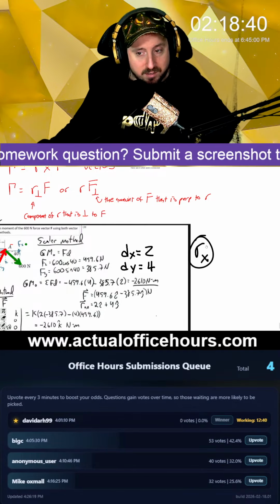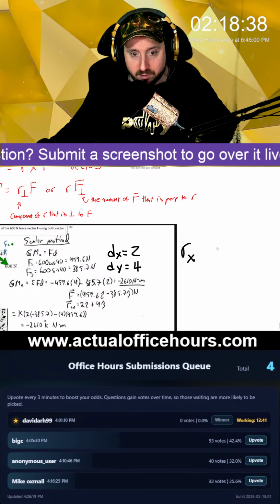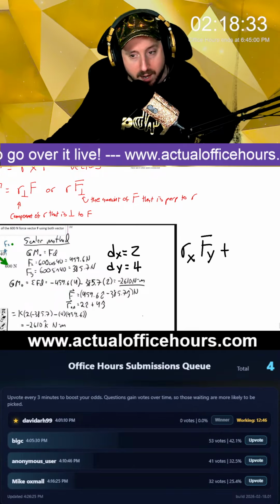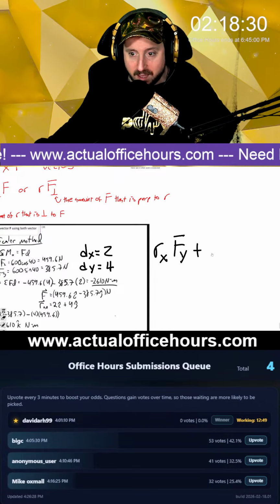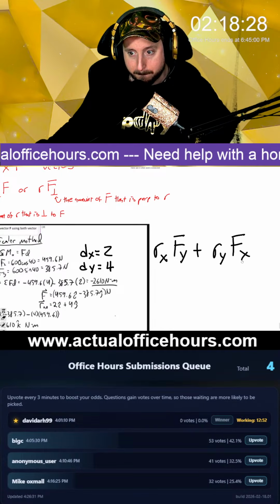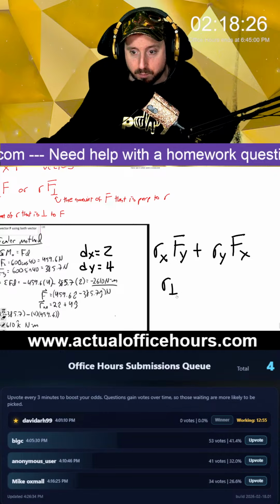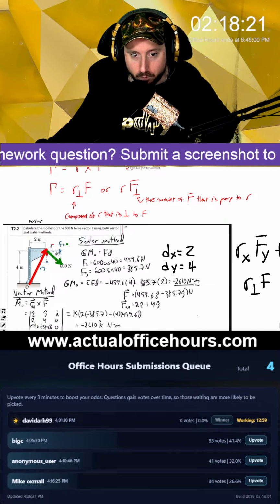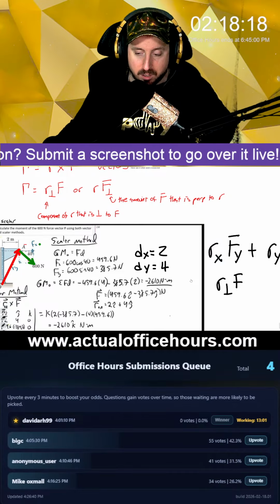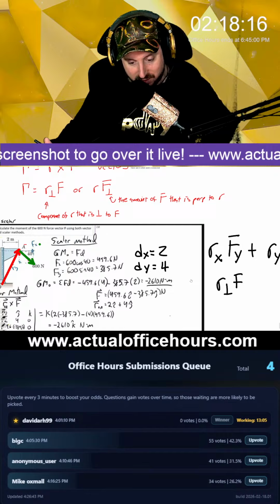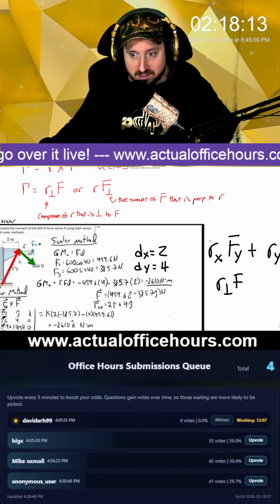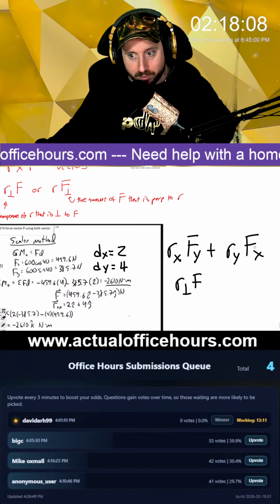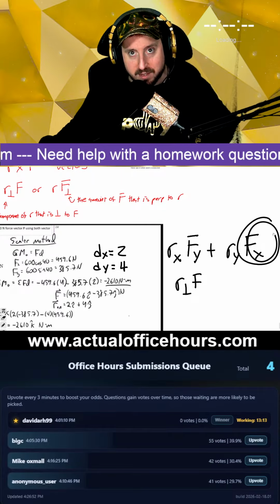for a distance rx, what's perpendicular to rx? Well, that would be fy. And then what's perpendicular to ry? It's fx. This is the same thing as r perp times f. They're pretending they're 2 separate forces, and they're finding the amount of force perpendicular to the distance. So if the distance is in the x direction, you want the force in the y direction. And if you want the distance in the y direction, then you want the force in the x direction.